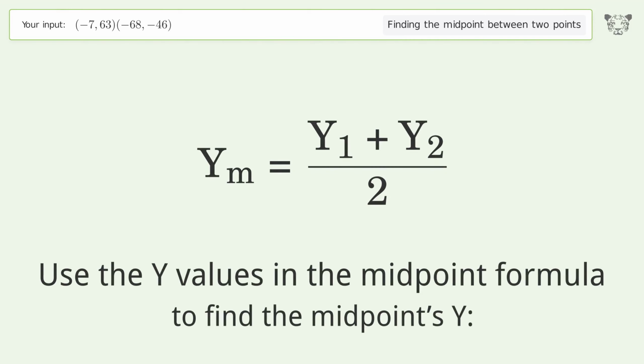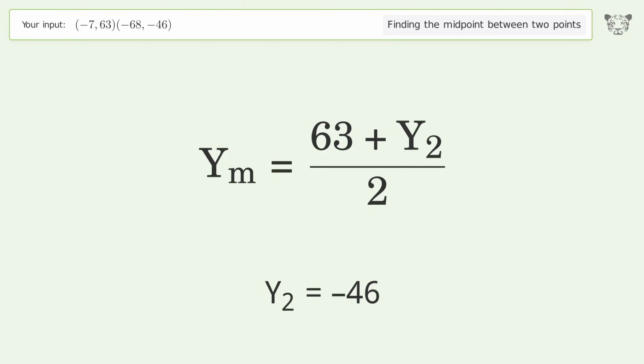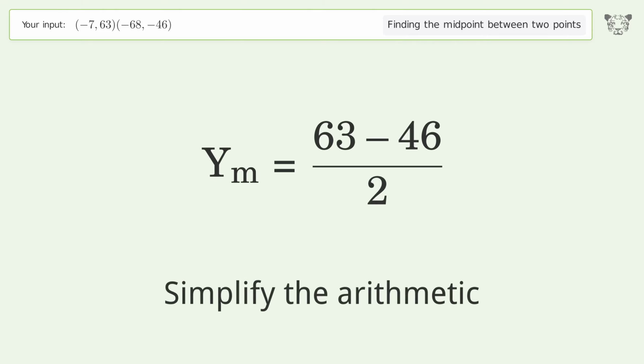Use the y values in the midpoint formula to find the midpoint's y. y1 equals 63. y2 equals negative 46. Simplify the arithmetic.